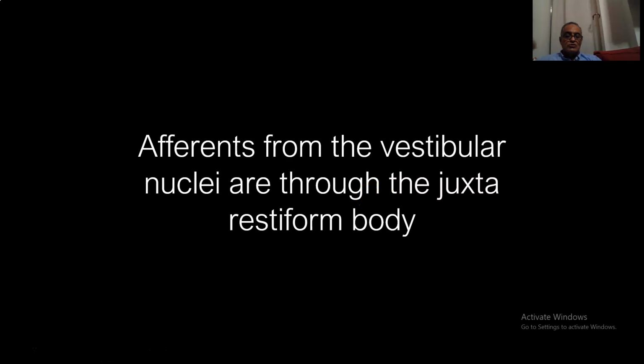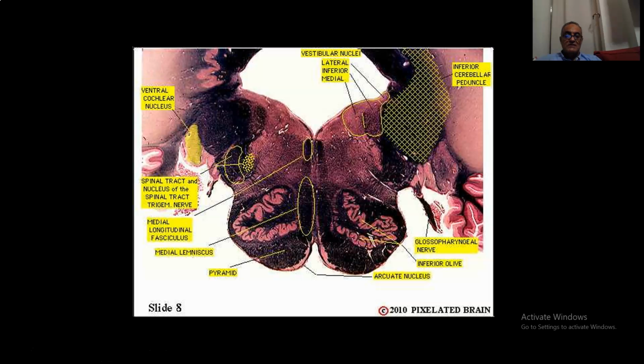Again, not to lose your track, we are talking about afferents to the cerebellum from the medulla. And we said that the afferents to the cerebellum from the medulla are deep sensation, going through the inferior cerebellar peduncle and external arcuate fibers, and the vestibular nuclei through the juxta-restiform body, and the proprioception from the dorsal spinocerebellar and the cuneo-cerebellar tracts.